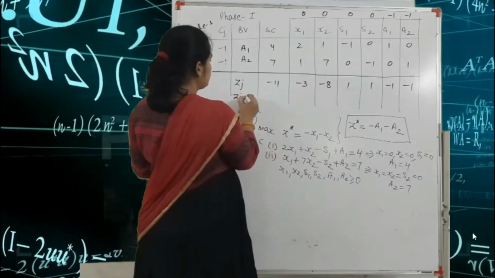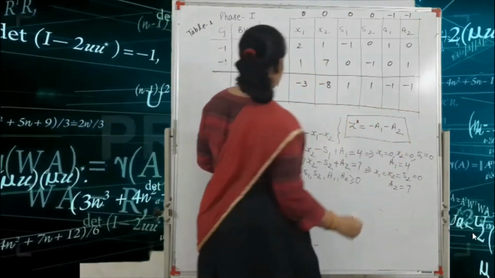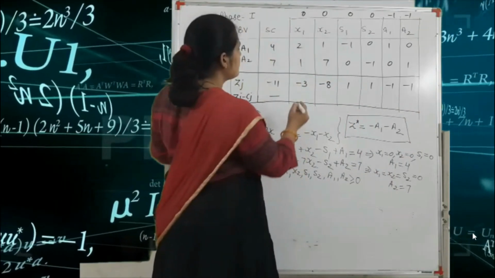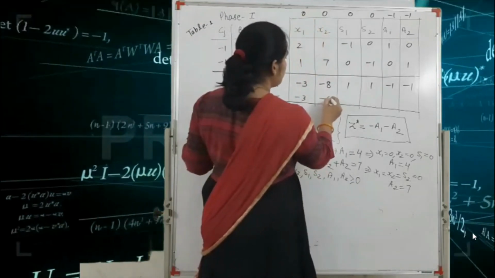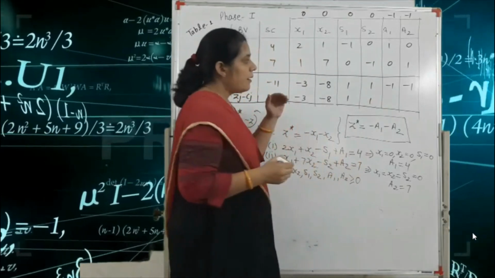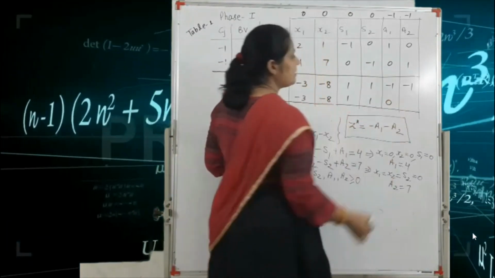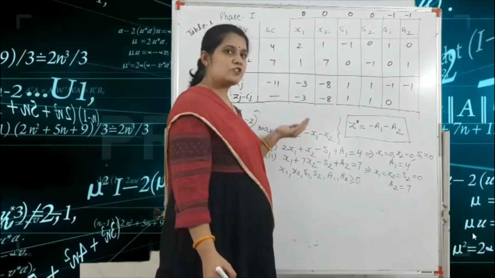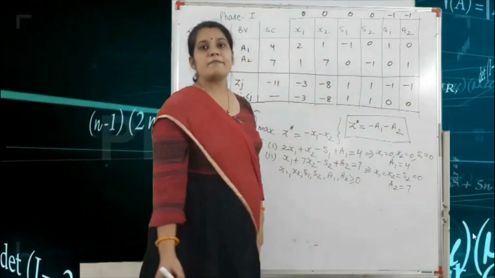Next we find zj minus cj. For finding zj minus cj, we write a dash, then minus 3 minus 0, that means minus 3, minus 8 minus 0, that means minus 8, 1 minus 0 is 1, 1 minus 0 is 1, and minus 1 minus minus 1, that means minus 1 plus 1, 0. Again minus 1 minus minus 1, so minus 1 plus 1 equals 0. Okay, so this is the value of zj minus cj.